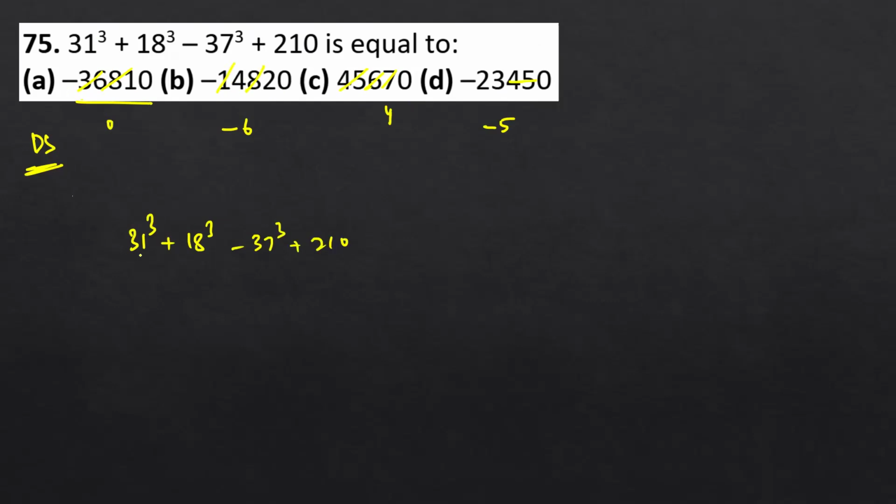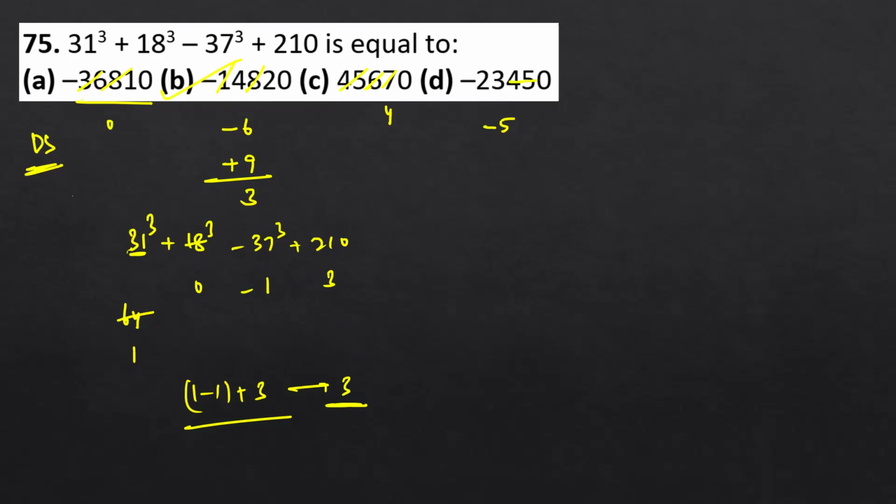Right. So digital sum is 31 cube. 3 plus 1 is 4. 4 cube is 64. So again 6 plus 3 is 9, so 0. 8 and 1 it is 0. 3 and 7 means 1. This is 3. So 1 minus 1 is 0 plus 3. So the digital sum you're getting is 3. So which one is plus 3? If you add minus 6 plus 9, it's going to be plus 3. So the answer is B. Right? Minus 5 means plus 9. It's going to be plus 4.